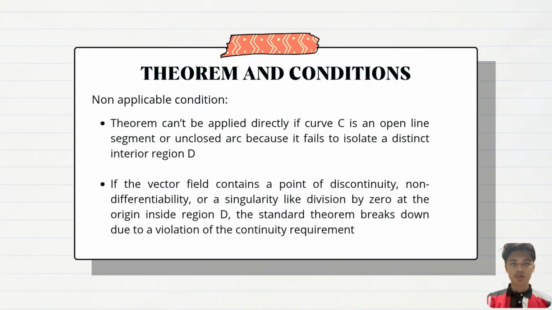Now, I will explain the conditions where this theorem cannot be applied. First, if the curve C is an open curve or an unclosed arc, it does not enclose a region D, so the theorem cannot be used. Second, if the vector field has a discontinuity, is not differentiable, or contains a singularity such as division by zero inside the region, the continuity condition is violated. Therefore, the theorem is not applicable. To conclude, the theorem only works for a closed curve with a continuous and differentiable vector field.